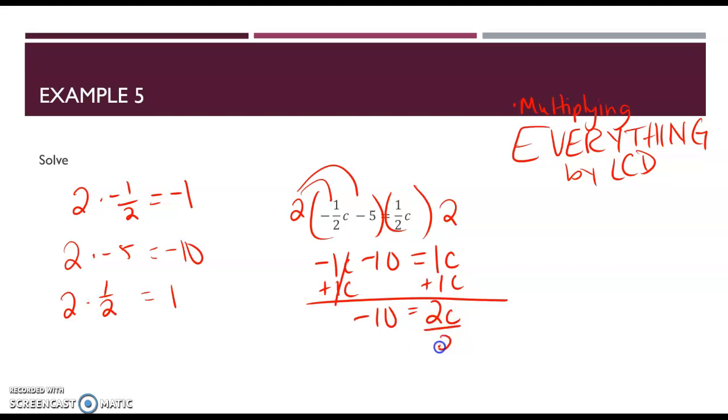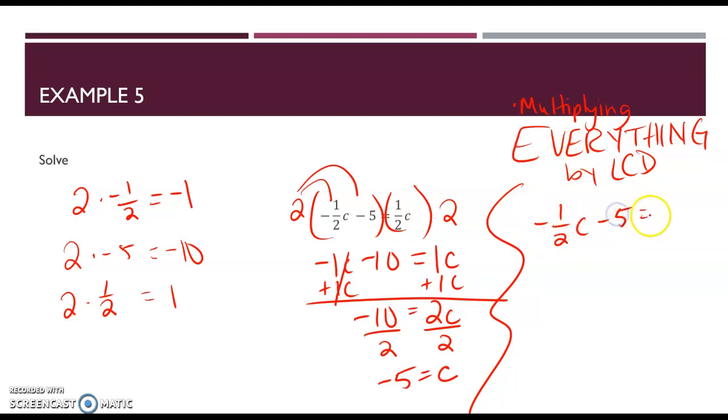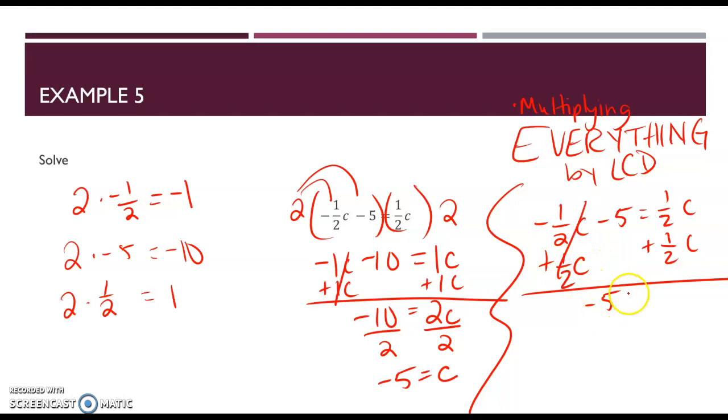And then I'm going to divide both sides by 2. And so here we get negative 5 equals c. Now, the other way that we could have done this is I could have just left it as it was, negative 1/2 c minus 5 equals 1/2 c. And I can add 1/2 c to both sides. And negative 5 would be equal to 1/2 plus 1/2 is 1. And so then that is my answer.